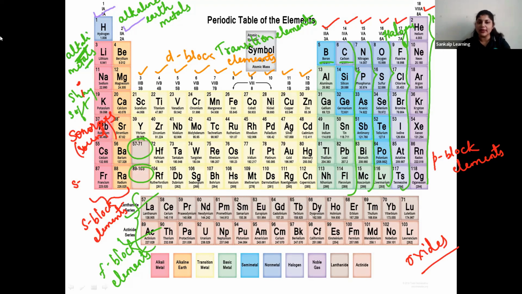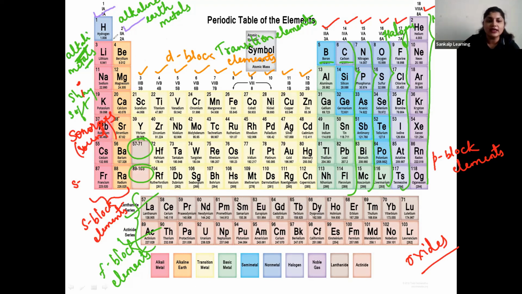These are also metals, right? So they are also shiny. The color is silvery white. They are highly reactive metals. They are solids at standard temperature and pressure.